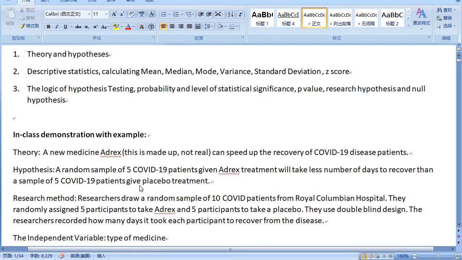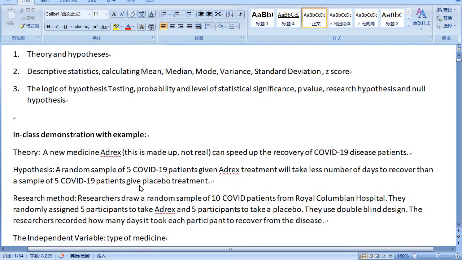How do I prove my theory? Can I prove my theory at all? No. We can never prove a theory because your theory is abstract and broad. In terms of this theory, reserach can speed up the recovery of COVID-19 disease patients. I am referring to patients all over the world, patients in all countries, and more importantly, I'm referring to patients not only today, but the patients of the future.